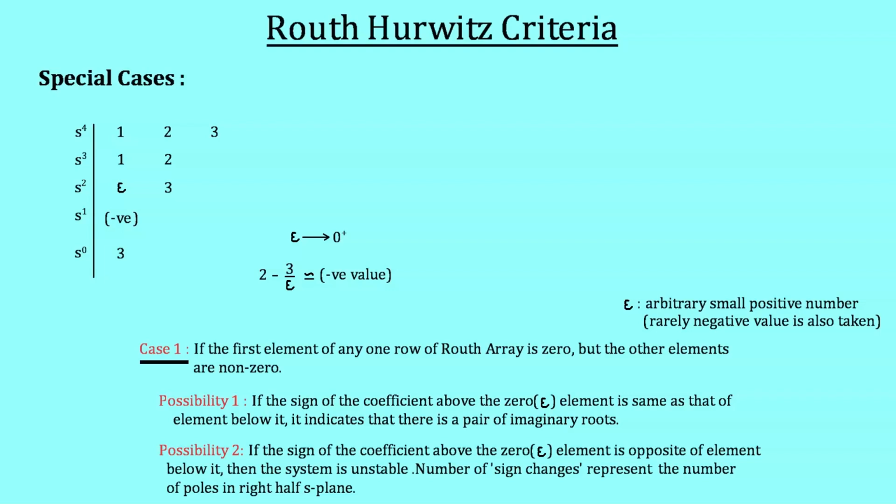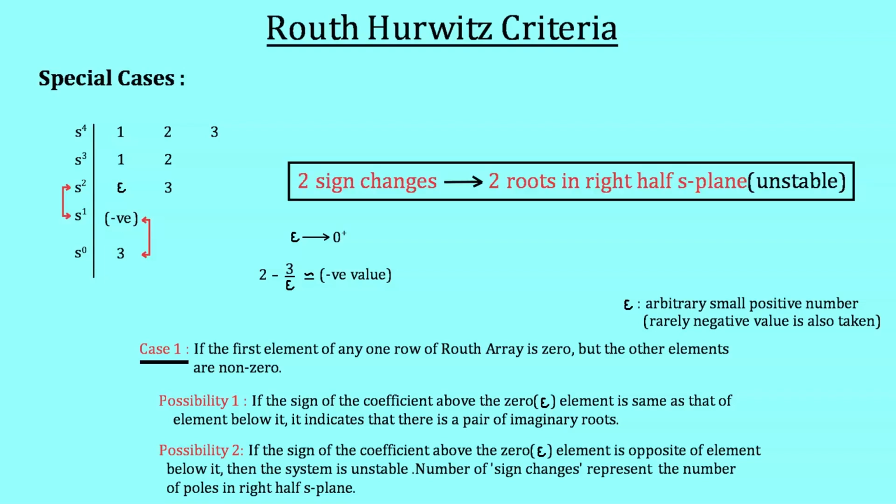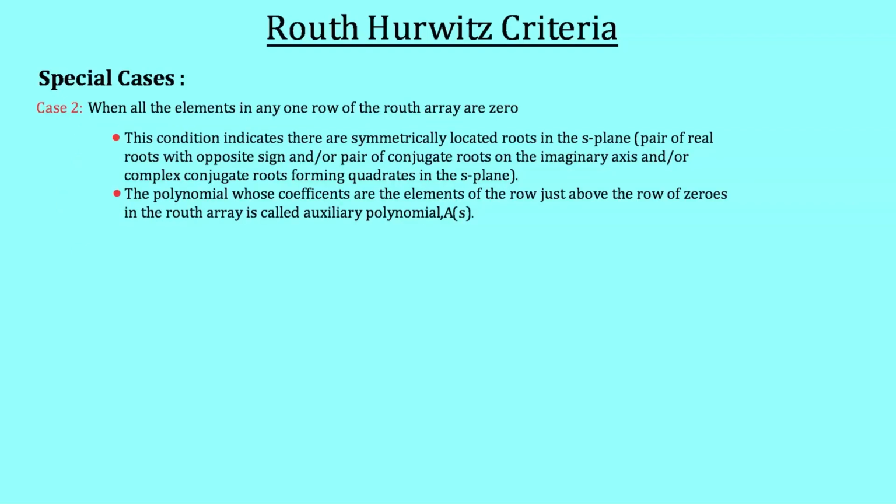The number of sign changes represents the number of poles in the right half S-plane. In our example, there are 2 sign changes, so there will be 2 roots which lie in the right half of the S-plane, and as such, the system will be unstable. Now let us see the second special case.